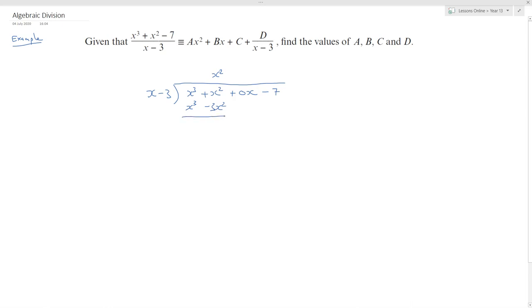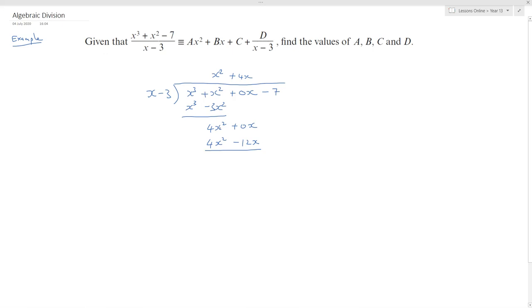Hopefully it's coming back to you from last year. If I subtract, x cubed minus x cubed gives me nothing, and I've got x squared minus 3x squared, so it gives me 4x squared. I drop the naught x down here, so plus 0x. Now what do I need to do to x to give me 4x squared? Multiply it by 4x. And I do 4x times x minus 3 gives me 4x squared, as I've engineered it that way. And then 4x times minus 3 is minus 12x.